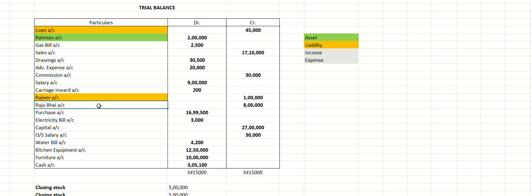Similarly, we have Raju Boy here. See whether Raju Boy has a debit balance or credit balance. Raju Boy has a credit balance. That means Raju Boy is another liability of the business. What does it mean when we call Raju Boy a liability? We owe money to Raju Boy. We have borrowed something, either money or something in kind, from him. So we have the obligation to repay 8 lakh rupees to Raju Boy. So Raju Boy is our liability. Purchase is a direct expense of the business. Electricity bill is an expense of the business.